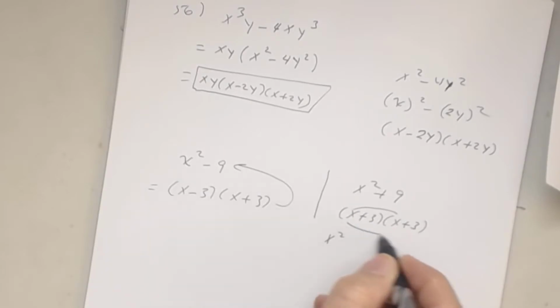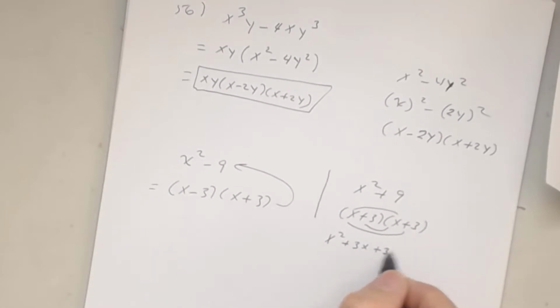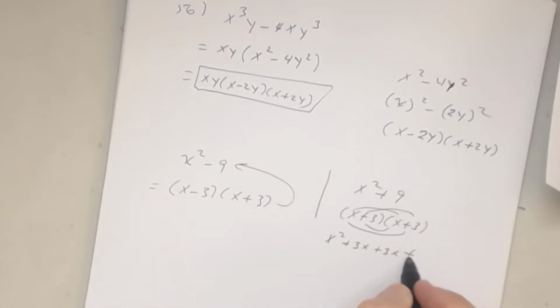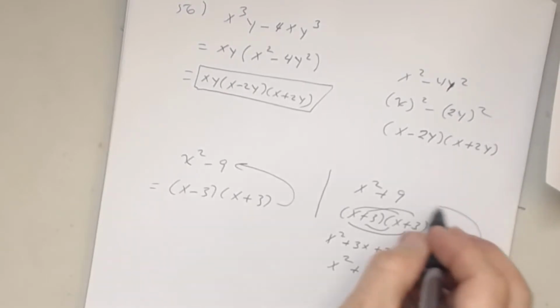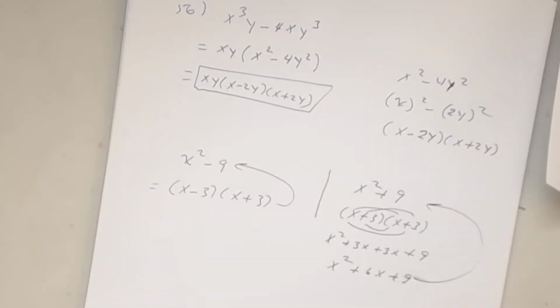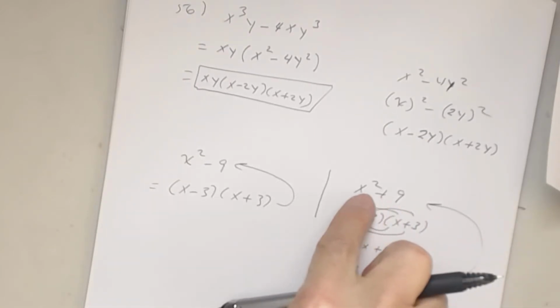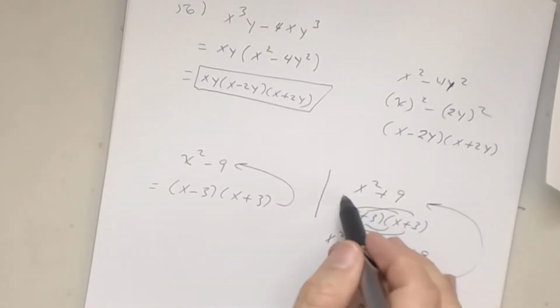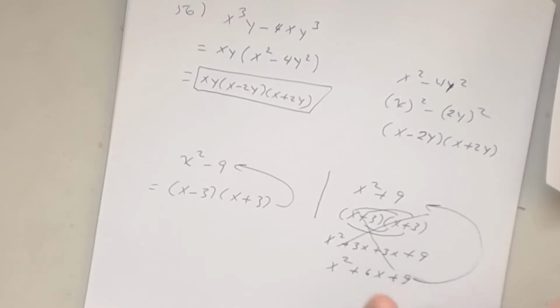X squared. What's the outer? 3x. What's the inner? 3x. What's the last? Plus 9. Combine like terms. What do I get? X squared plus 6x plus 9. Is that what I want? No. So x squared plus 9 is not this. You want to try something else?